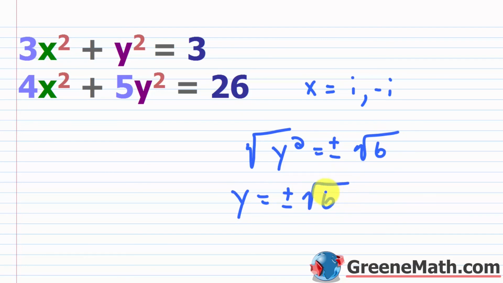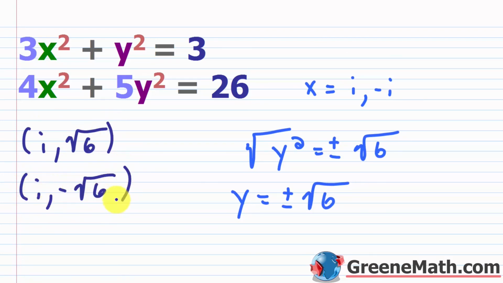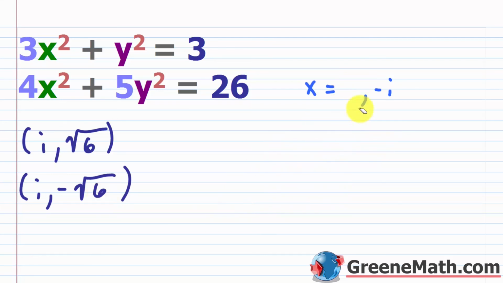So if x is i, the imaginary unit, then y is the square root of 6. And then also, if it's i, it's the negative square root of 6. So those are two different solutions. Again, if it's i, you get the square root of 6, or if it's i, you also get the negative square root of 6. All right, let's think about this other possibility here, where x is negative i.